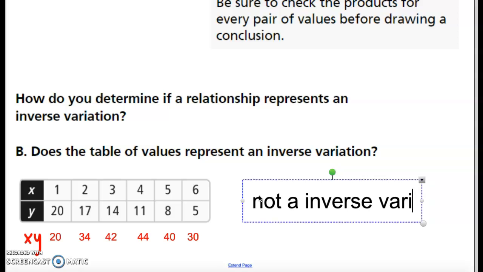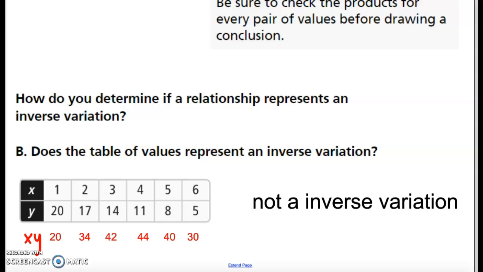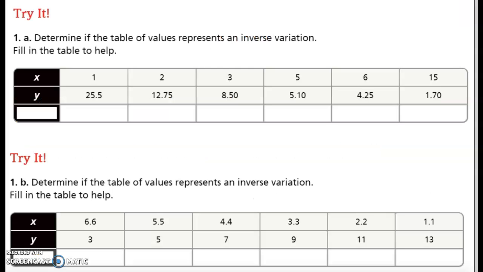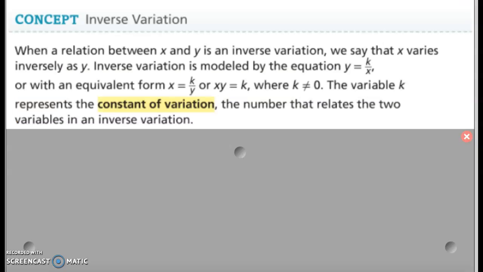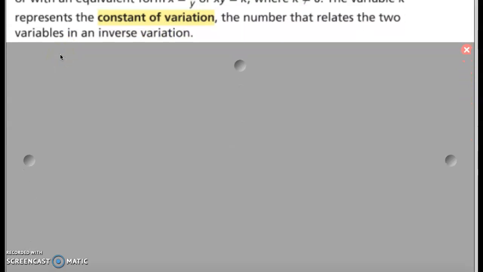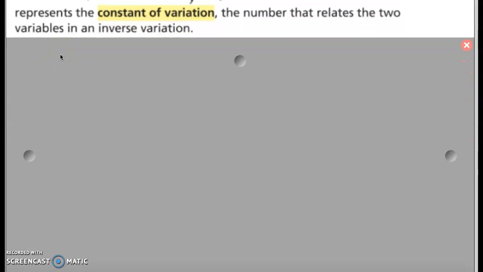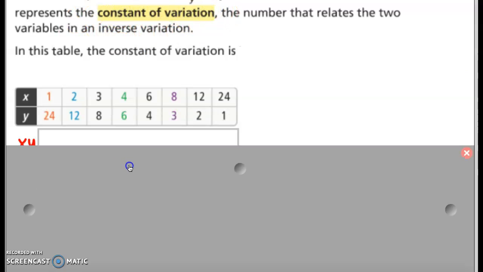Okay, awesome. Let's look at another. So you're going to do these try-its in the practice section after you watch this video. So what is that product called? So we're not just going to keep calling it the product of x and y. It's actually called the constant of variation.